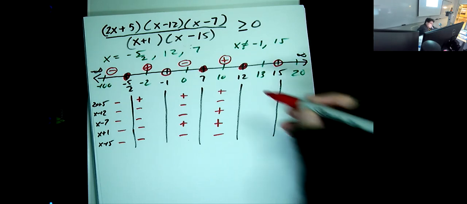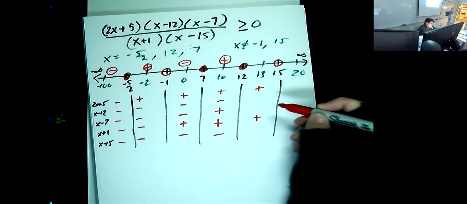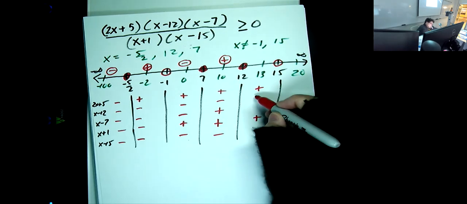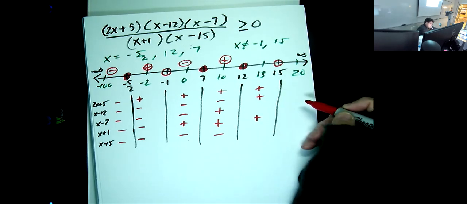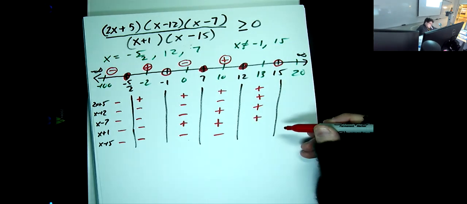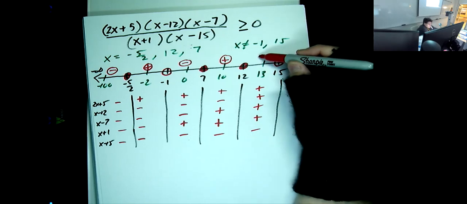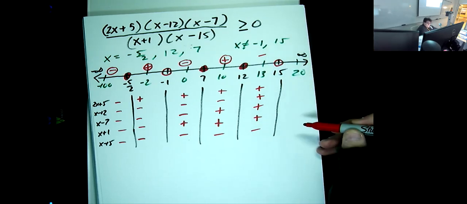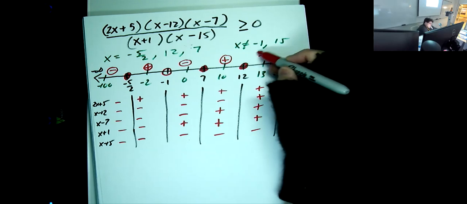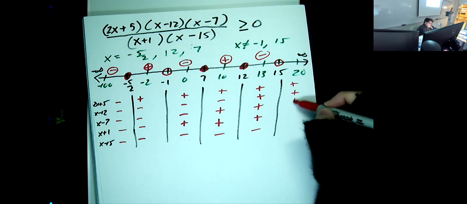If I stick in 13, we still have the same thing with the positives. 2x plus 5 and x plus 1 are both positive. 13 minus 12 is 1, that's positive. 13 minus 7 is 6, that's positive. 13 minus 15 is -2, that's negative. There's only 1 negative sign, so those all multiply to make a negative number. And finally, the last one has all positives when we stick it in.